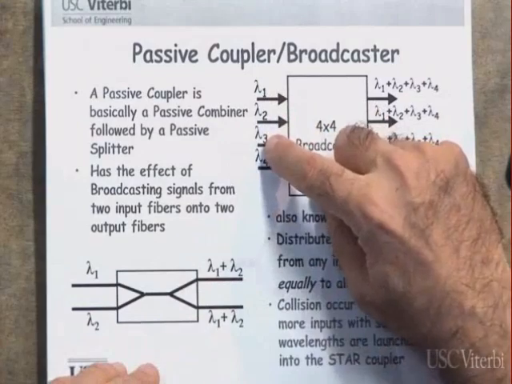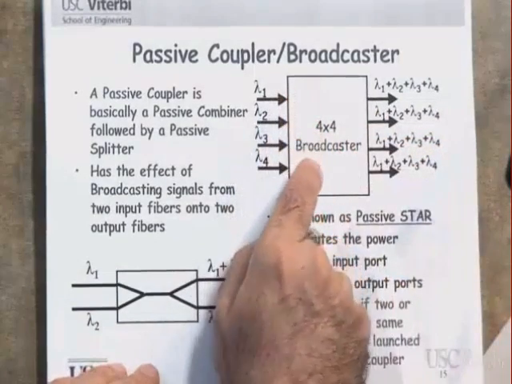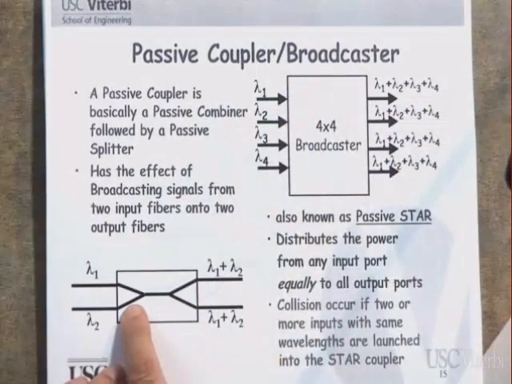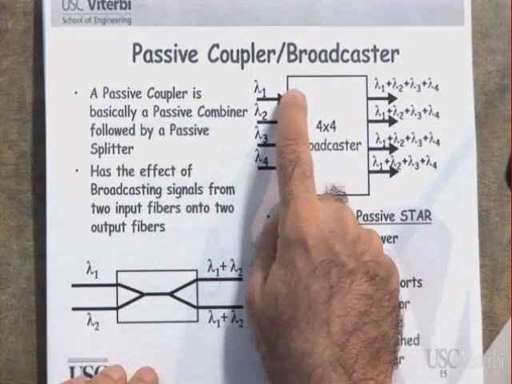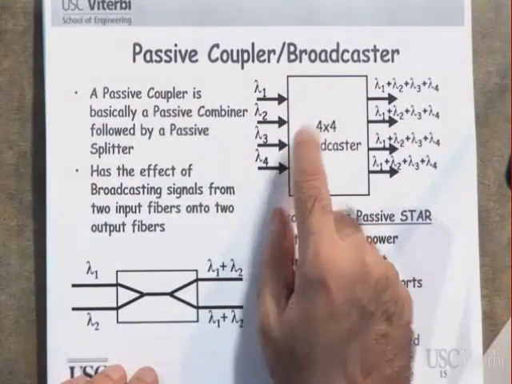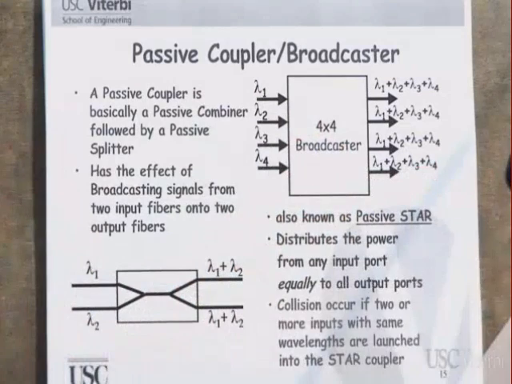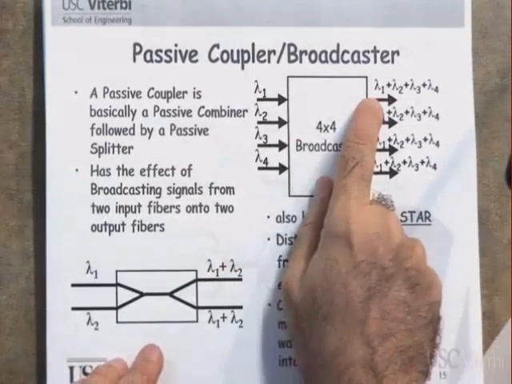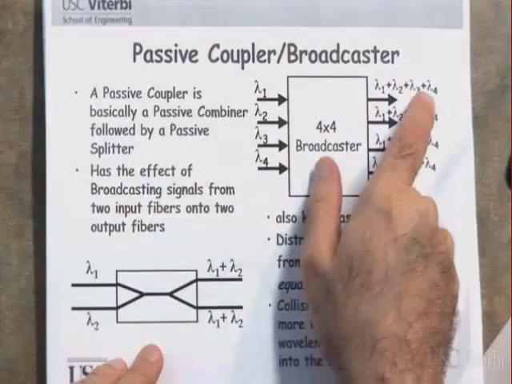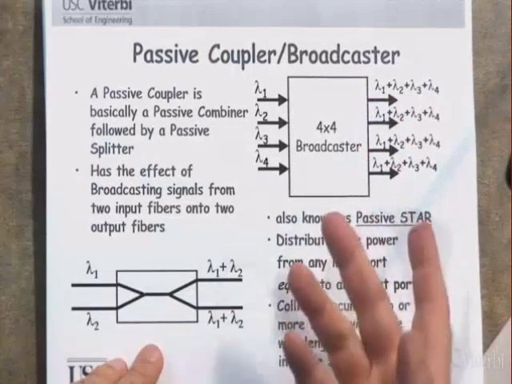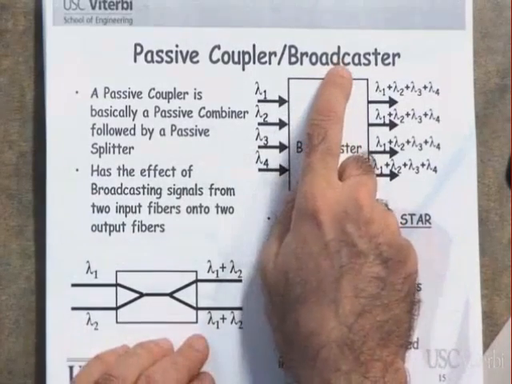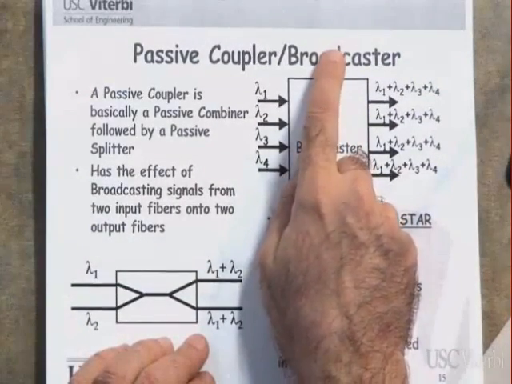So what do I have here? Lambda 1, lambda 2, lambda 3, lambda 4. What is at the beginning of the broadcaster or a coupler? A combiner. You are going to combine these wavelengths, and then you are going to split them into how many ways? Into 4 ways. So each one will get lambda 1 plus lambda 2 plus lambda 3 plus lambda 4, but each one with how much power? Each one has 1/4 of the power. Clear? Do you understand why they call it a broadcaster?